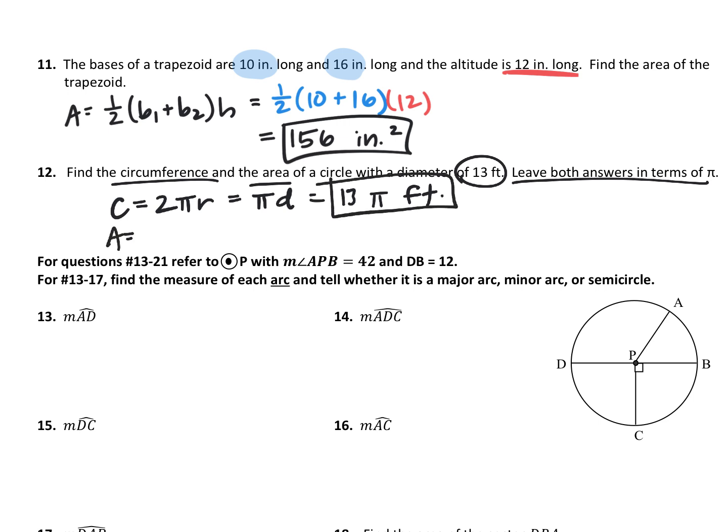For area, it is pi r squared. So I would have pi times not 13 squared, but half of that, so 6.5 squared. And when I plug that in the calculator, I get 42.25 pi feet squared.